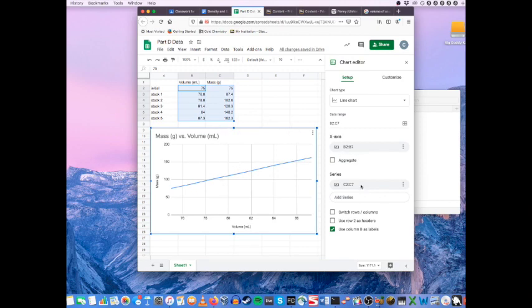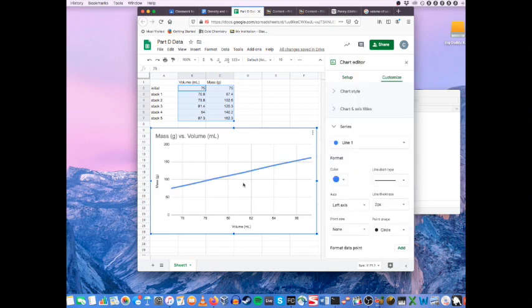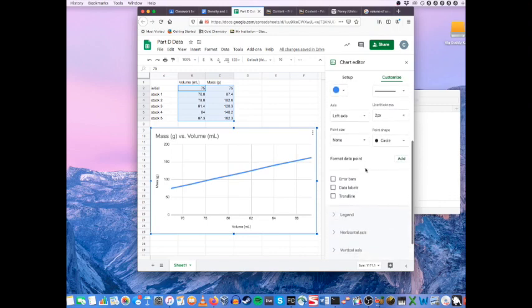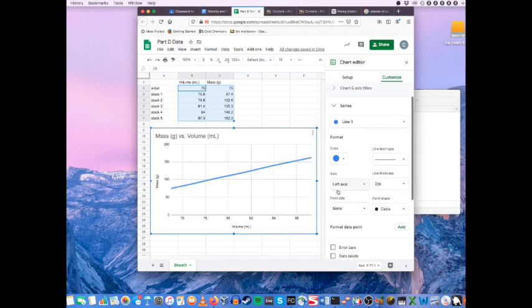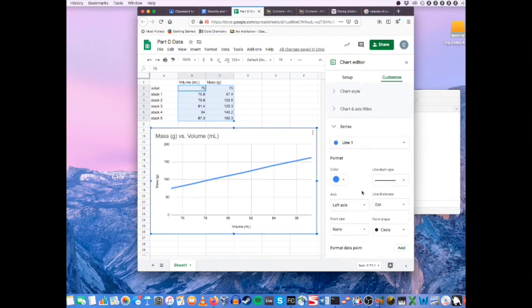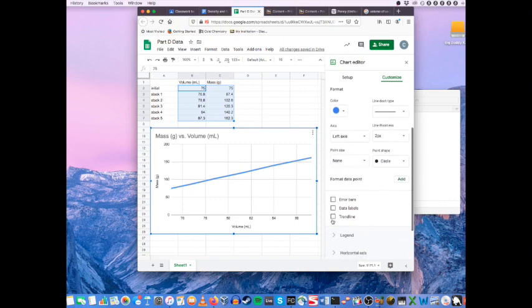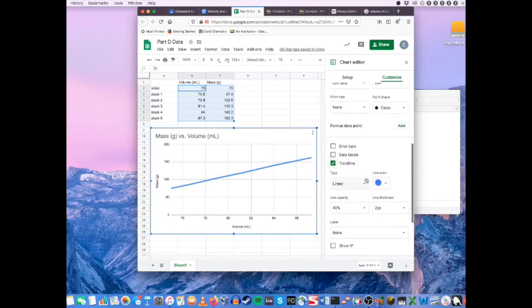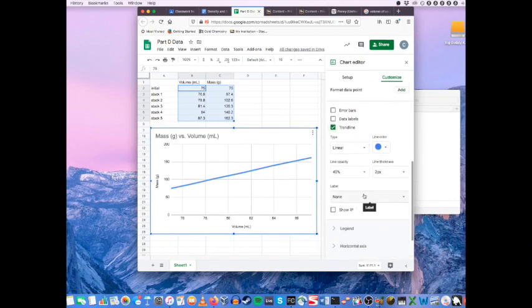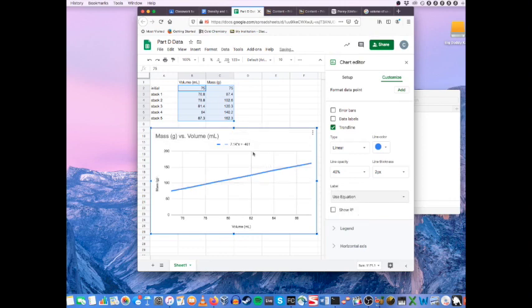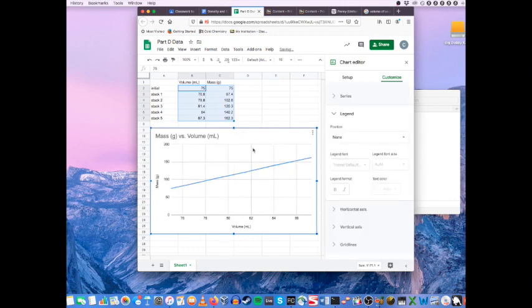Now, the way that you then manipulate this data, you click on the line and you scroll down in the chart editor menu to trend line, and then it will give you various options. Then it will have this label button. So you click on label, and I would say use equation. So it will show the equation. Get rid of that again. So that's how you make a graph.